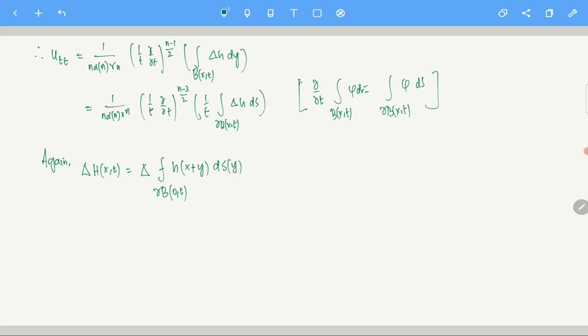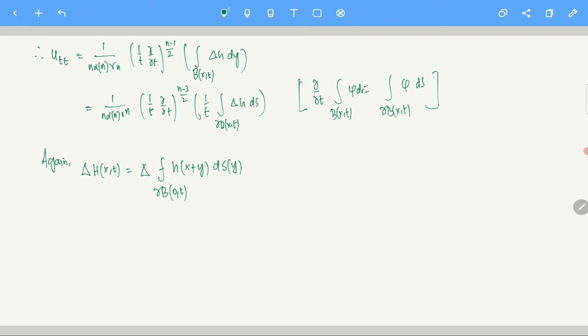Clear? This delta is with respect to x. Okay, this delta is with respect to x. So what am I doing? Capital H is, if you remember, the average of small h.